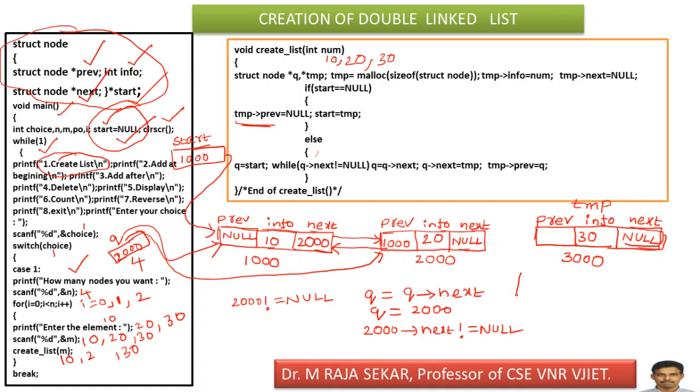What are those two statements? Q arrow next equal to TMP. What is my Q arrow next equal to TMP? What does it mean? Q means what? What is my Q? 2000. 2000 next equal to TMP. TMP is 3000. Therefore, what happens? 2000 next.